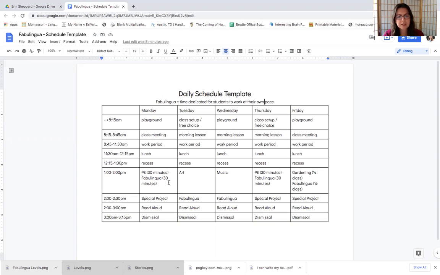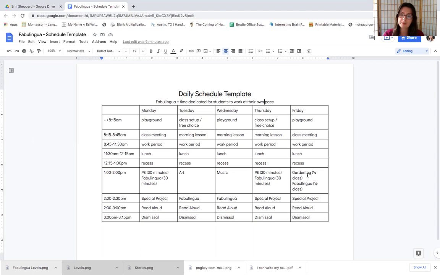And then we have lunch and recess. And you'll notice that we have these specials rotations. Some of them, like PE, are only 30 minutes long, and that's an hour block. So after that 30-minute PE block, we would have our dedicated FabuLingua time for 30 minutes. Now, when I just put FabuLingua on here, I mean time dedicated for students to work at their own pace. That is the student with the app, and that's not us talking about it or doing extension activities necessarily. That's the use of the app. So then the next day we have art, the next day we have music, and then we have PE again. So then we have our FabuLingua time after PE.